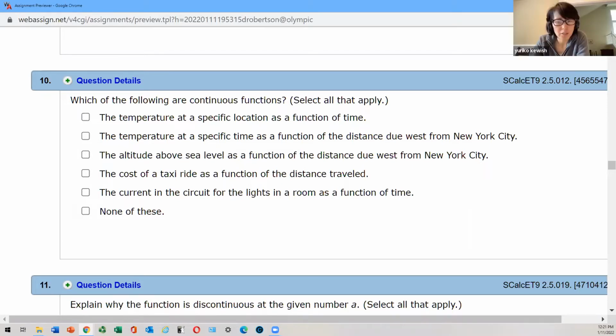Yes. The altitude above sea level. Ooh, I better read this one again. The altitude above sea level as a function of the distance due west. So I'm 20 miles west of New York and I'm 500 feet up. 100 miles west and now 110 feet up, that kind of thing. Would that be continuous? No. I'm thinking I could do a no.